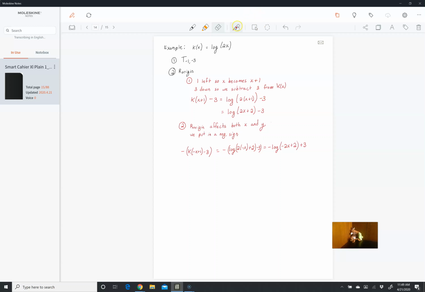Okay, let's take another example. You can do like 10 transformations. I'm not going to ask you to do more than 2 at a time. But if you can do 2, you should be able to do a third. Let's take another example.